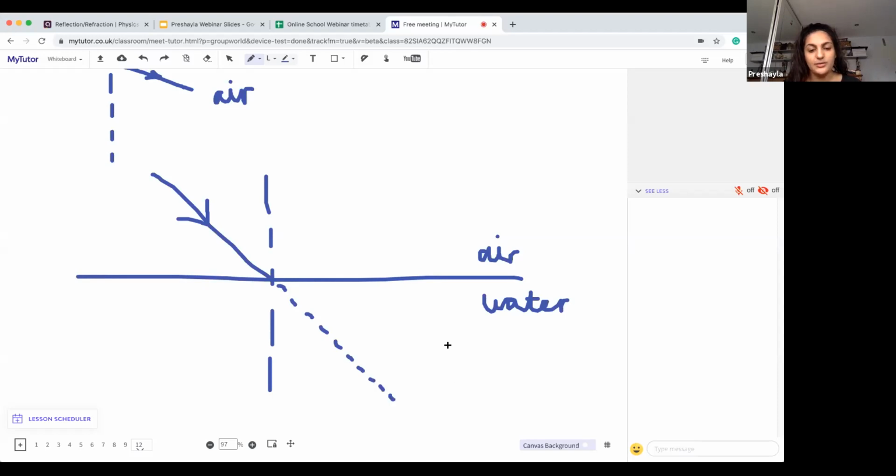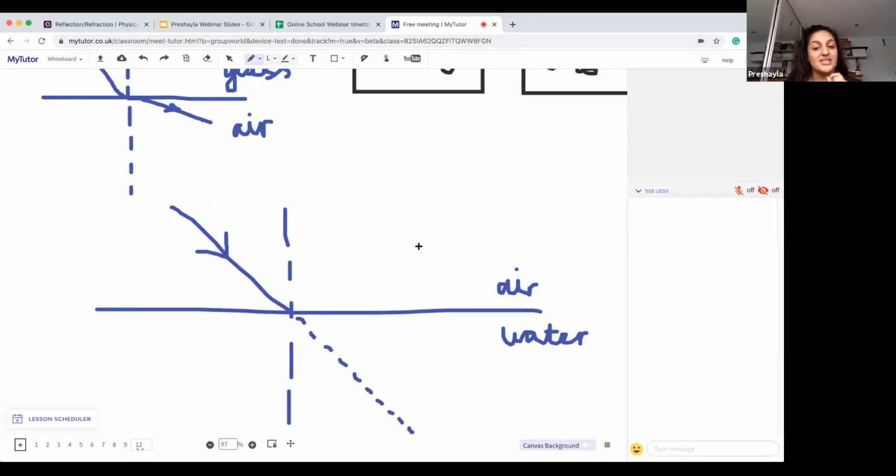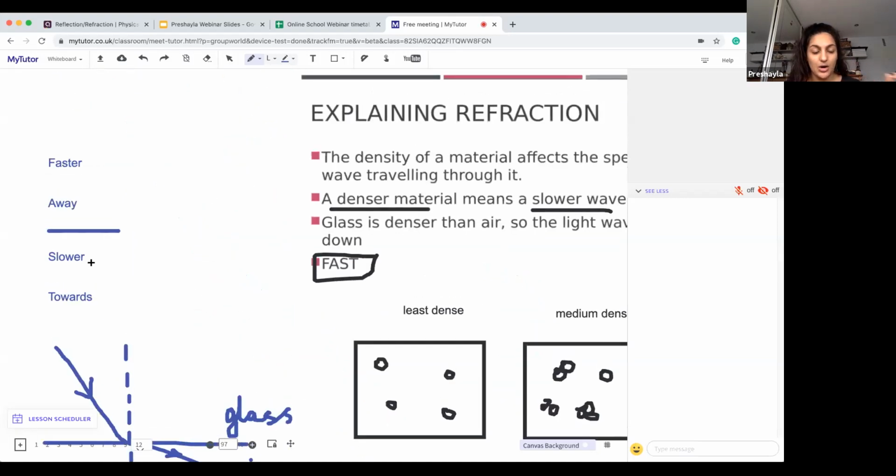So continue it on, and then you've got to think. Going from air into water, it gets more dense. There's more particles stopping it from getting through nicely. If it gets more dense, it gets slower. So let's go to our mnemonic.